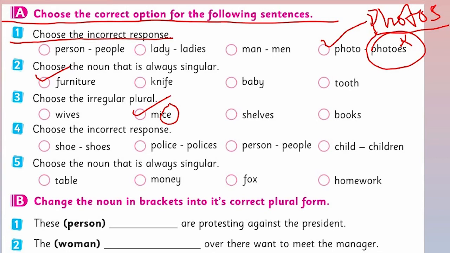Look at the fourth one. Choose the incorrect response. Yes, police, polices. There is no such word as polices. Look at the fifth one. Choose the noun that is always singular. Yes, homework here. We cannot say homeworks.